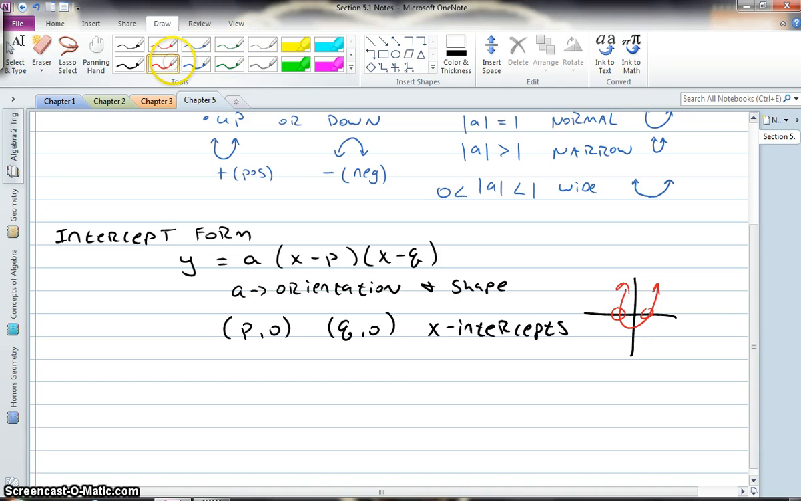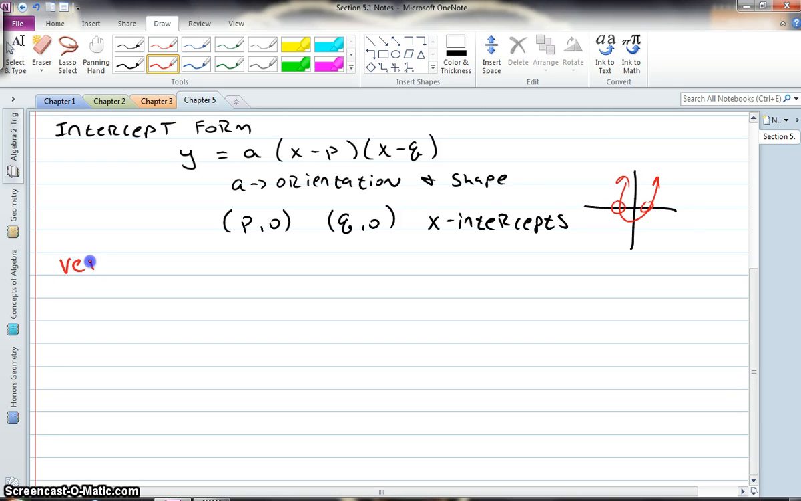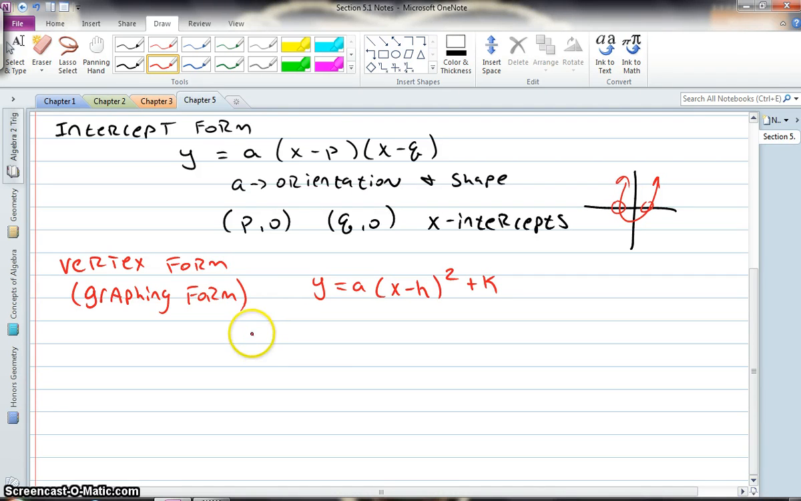All right, and then our last form is our vertex form. Now, guess what the vertex form tells you? The vertex. Now it's y equals a times the quantity x minus h squared plus k. Sometimes we refer to vertex form as graphing form, because once we have an equation in vertex form, it's very easy to draw a graph. And that's not just with parabolas, that's almost any graph. Now, again, the a value holds true.